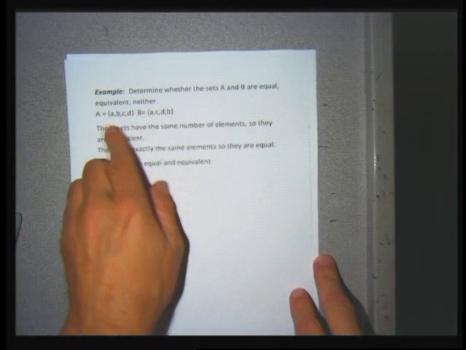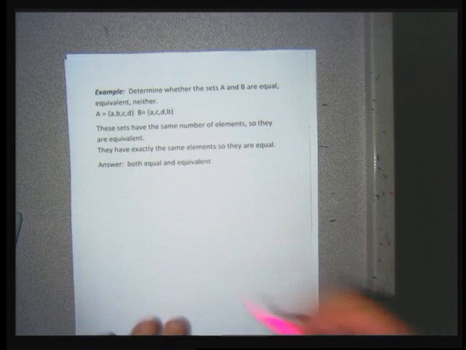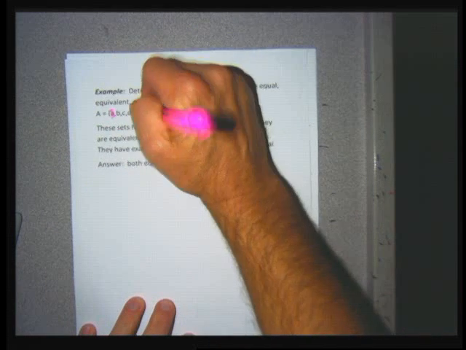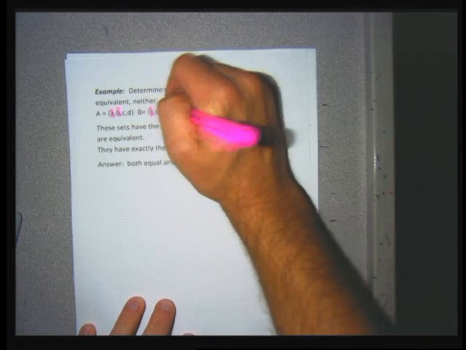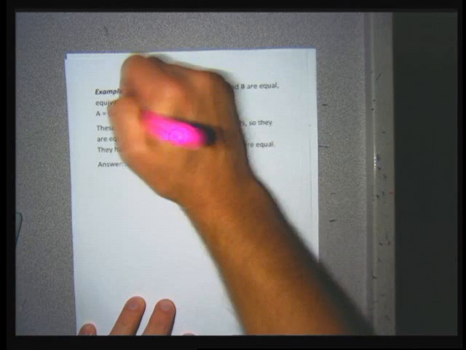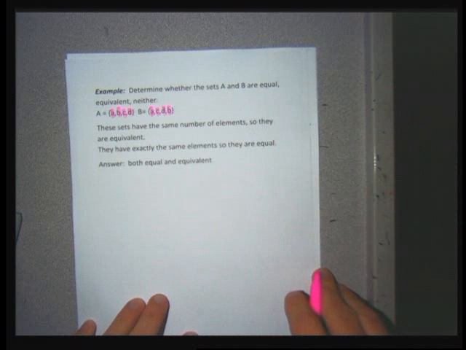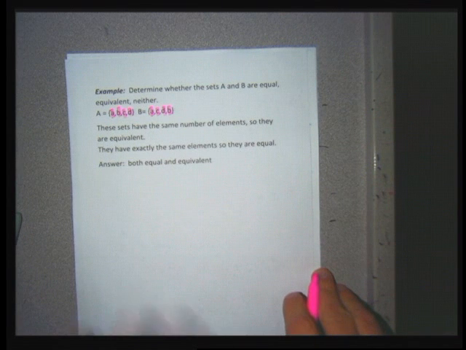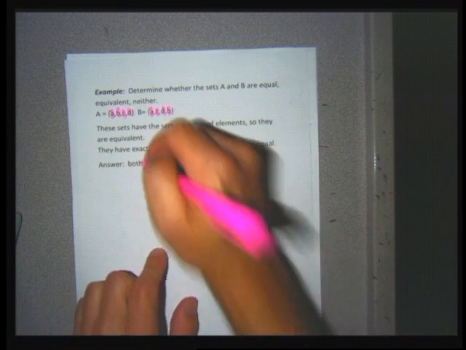Next example, determine whether these sets A and B are equal, equivalent, or neither. If I look at the sets, they both have A, they both have B, they both have C, they both have D. They both have the elements A, B, C, and D. That makes them equal, because even though the elements are written in a different order, they're equal.